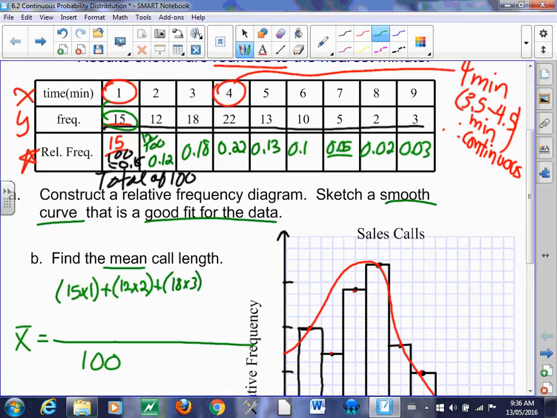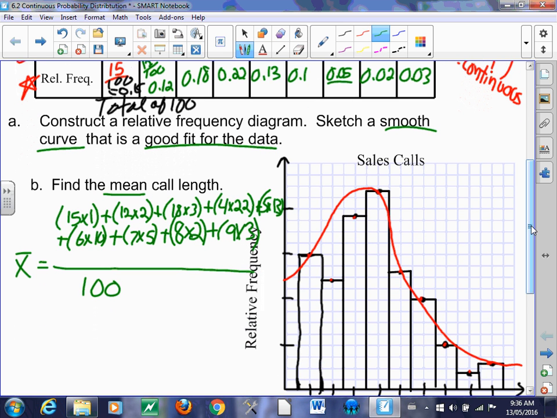And keep doing it for the whole thing. So plus 4 times 22 plus 5 times 13 plus 6 times 10 plus 7 times 5 plus 8 times 2, almost done, plus 9 times 3. Okay, everybody okay with that? Oh, I guess I switched. Sorry, I switched. Anyway, it still gives you the right answer. Okay, so my order was just in the wrong order, I guess.